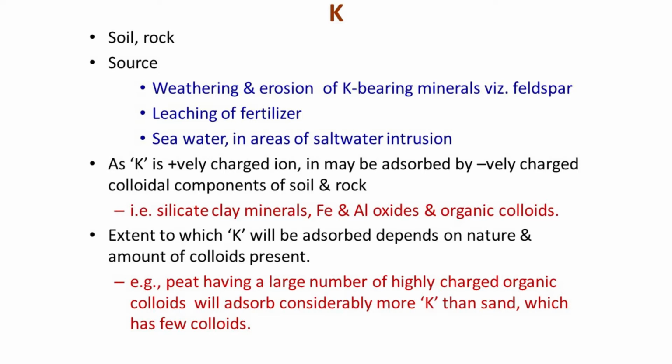As we know that potassium is positively charged ion. It may be adsorbed by negatively charged colloidal components of soils and rocks. That is, for example, silicate clay minerals, iron and aluminum oxides and organic colloids. All these can adsorb potassium. The extent to which the potassium will be adsorbed depends on nature and amount of colloids present. For example, peat having a large number of highly charged organic colloids will adsorb considerably more potassium than sand, which has few colloids.